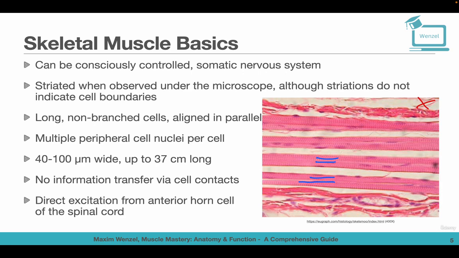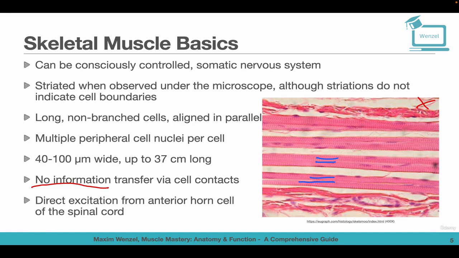You also have to take into consideration that we have no information transfer via cell contacts. So they are all working together, but they don't have the information about what the other cell is doing. So when you look at the cardiac muscle, there it is different. In this cardiac muscle, every cell contact knows what the other one is doing. So this is a big difference between these two.